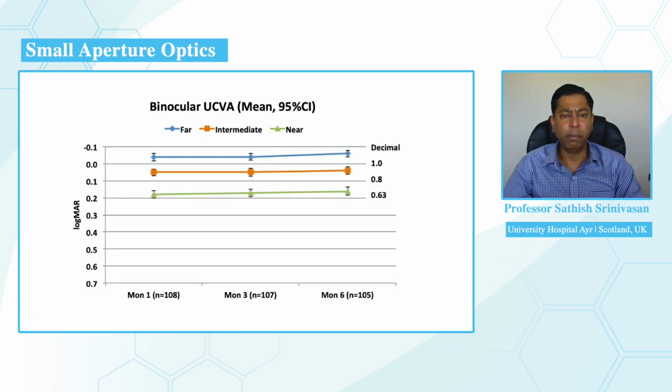This graph shows the mean binocular uncorrected visual acuities once again at far, intermediate, and near at month 1, month 3, and month 6. And as you can see from this graph, because of the binocular summation, the binocular uncorrected visual acuities for all distances are better compared to the monocular acuities in the IC8 eye.